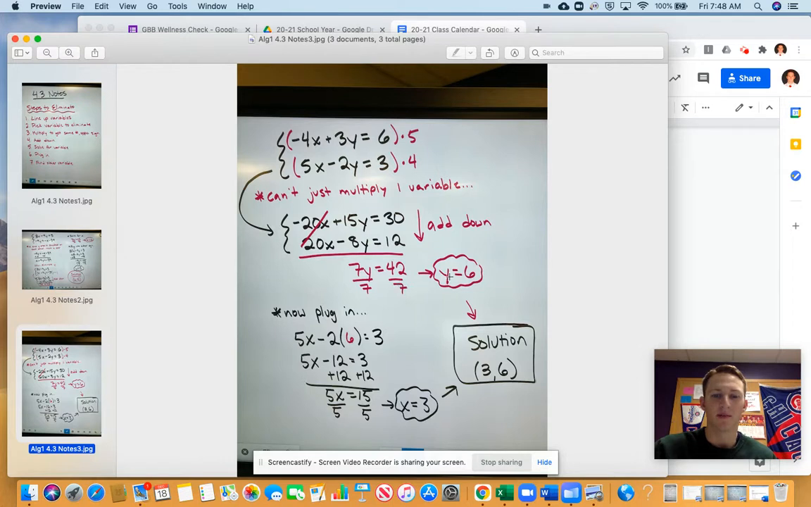Let's solve for the variable, and y equals 6. Now we're going to take this y equals 6, and you can either plug it in here or here. We plugged into the bottom equation, so 5x minus 2 times 6, that's where the y was, equals 3. Solve for x, and our x equals 3, so we have the point 3, 6.